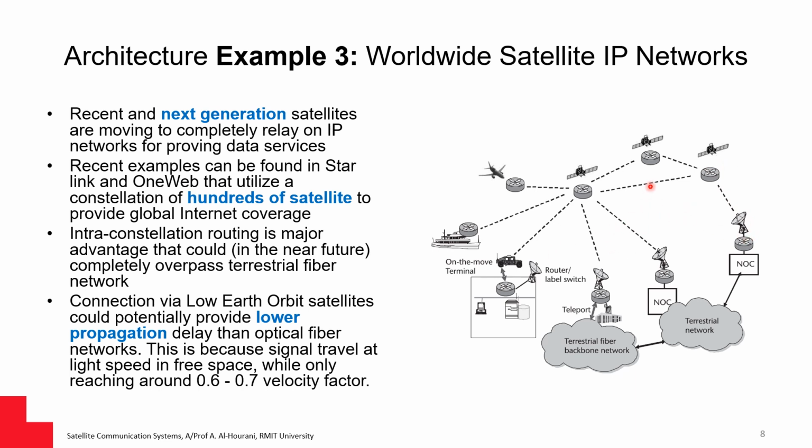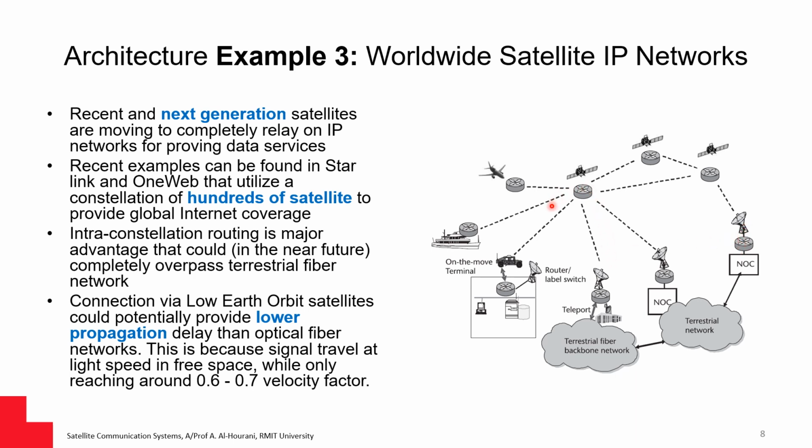There's no specific example here, but you could have multiple hubs, multiple teleports, where they receive the signal for diversity as well as for providing global coverage. Now, when you see NOC, Network Operations Center, these centers are usually required for such large constellations.